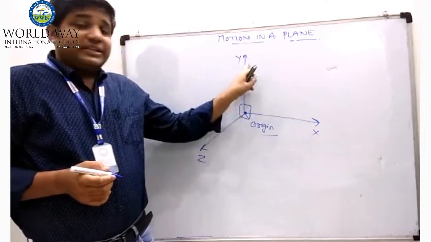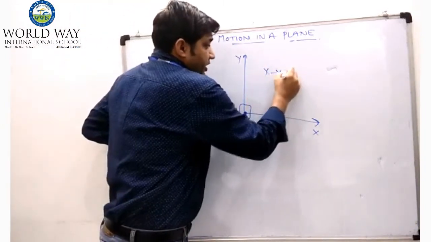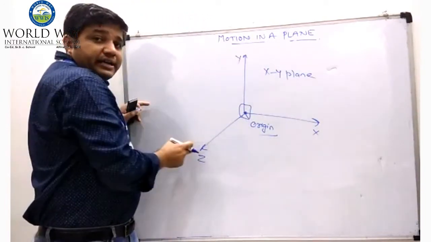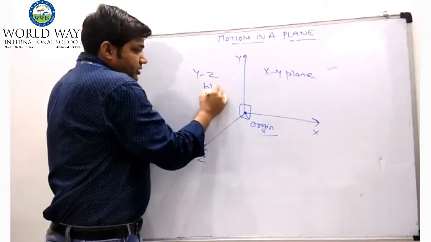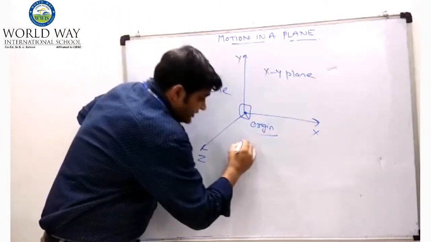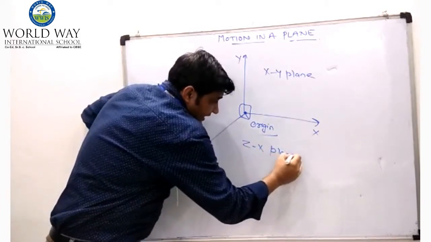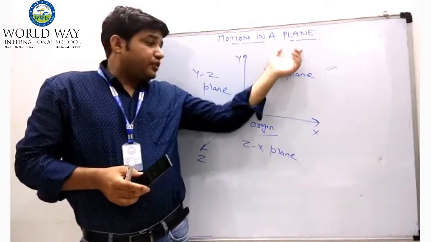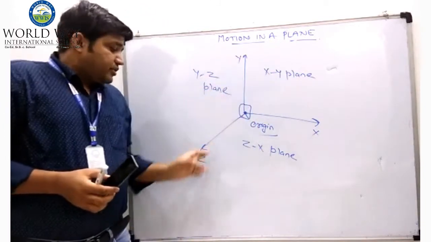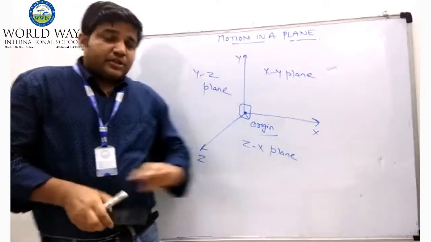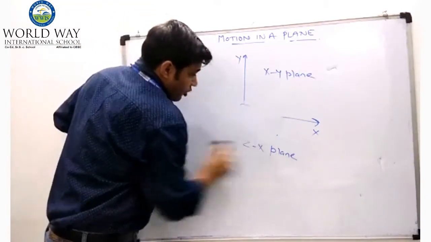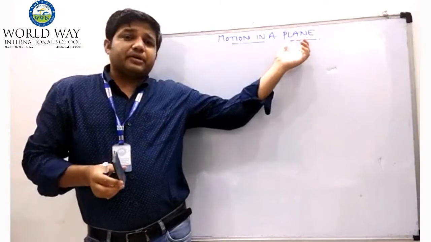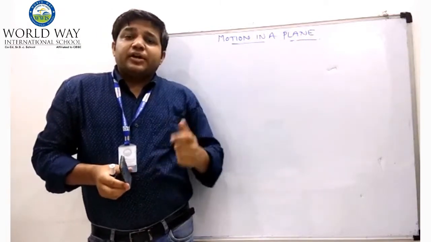When we talk about this side, this is x and y, so it is called the xy plane. This is two-dimensional. When we talk about y and z, this is the yz plane. And this area, zx, is called the zx plane. In this chapter we will start motion in a plane, whether we talk about x or y axis, y or z axis, or z or x axis. So first we discuss what is motion in a plane in two dimensions. In this whole chapter we will discuss motion in a plane in two dimensions.